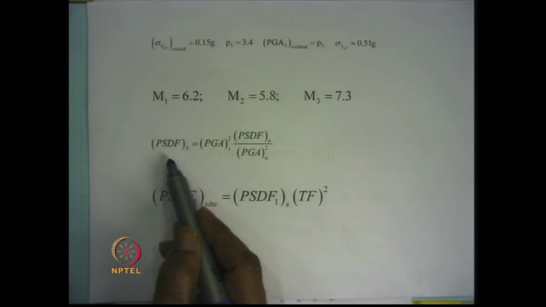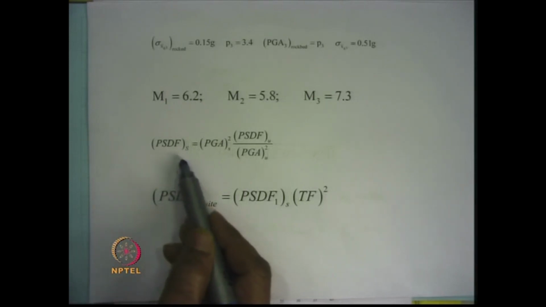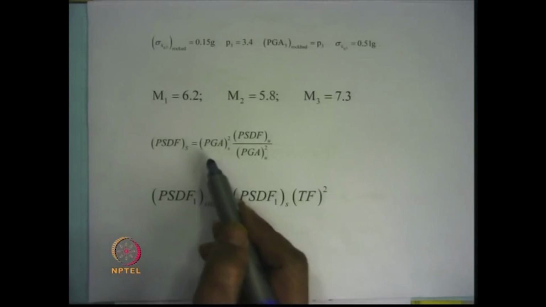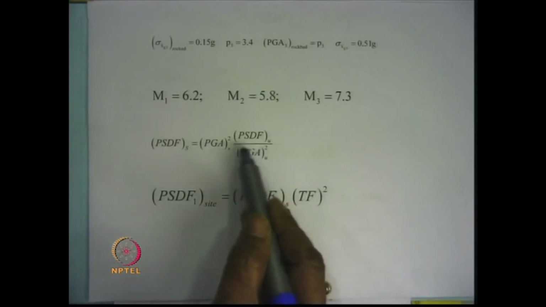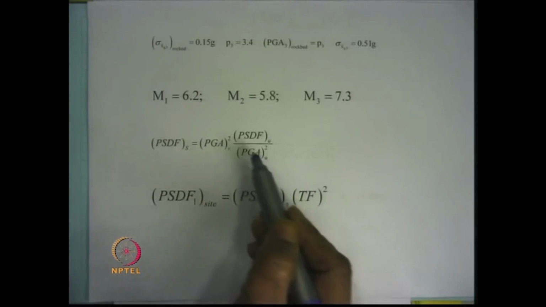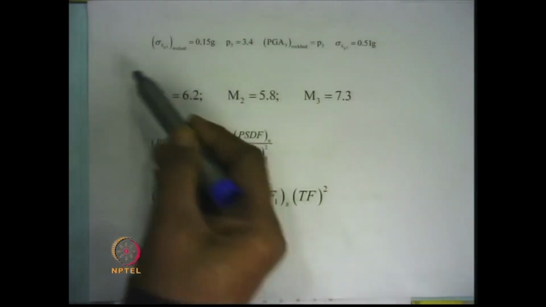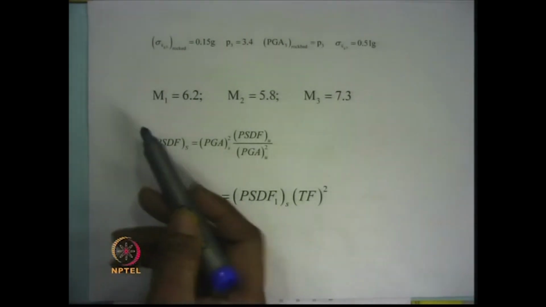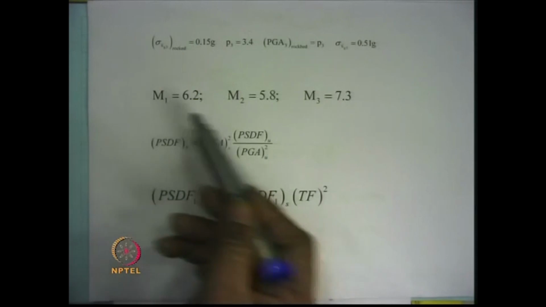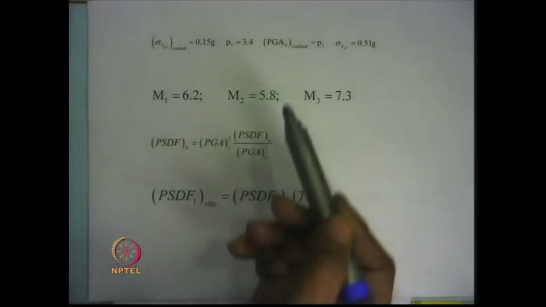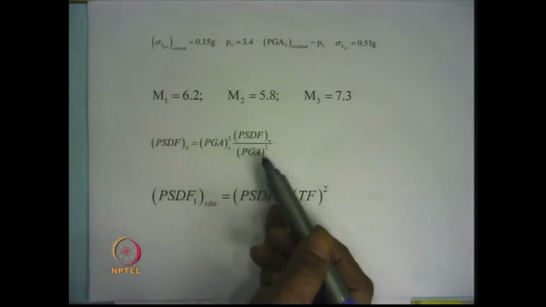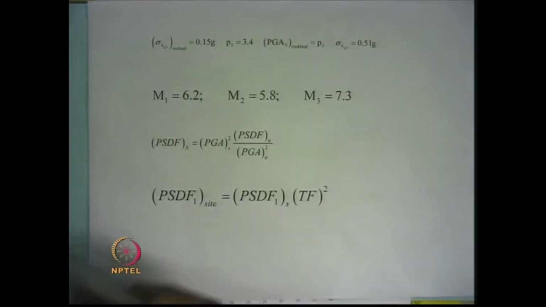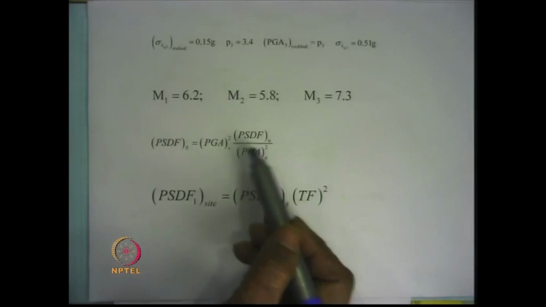function at the rock bed level, which is equal to the peak ground acceleration square of the site and the peak ground acceleration square of the different locations, that is location 1, 2 and 3, for which we obtained the magnitudes of earthquakes M1, M2, M3. For those locations, the peak ground accelerations have already been calculated before. So, we know those peak ground accelerations.